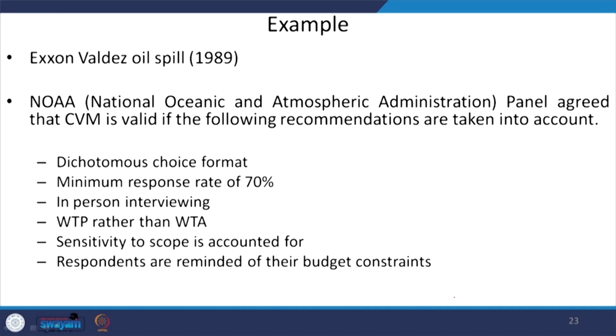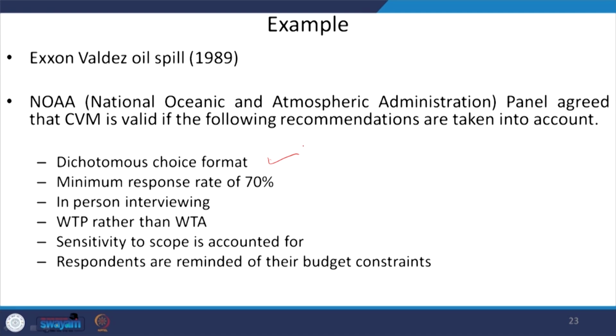For that reason this panel recommended certain criteria: if these criteria are taken into account in designing and conducting the contingent valuation survey, then this CV method can be reliable and valid. These recommendations are: we need to take into account the dichotomous choice format, a yes or no format, with two choices, and the minimum response rate must be at least 70%. That is again a must, and the mode of interview should be in-person interview.